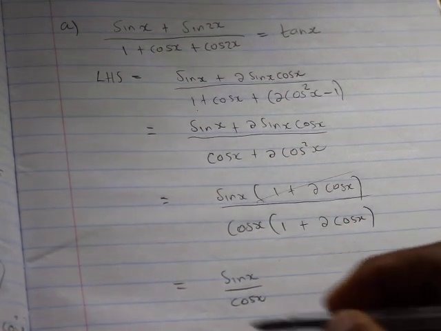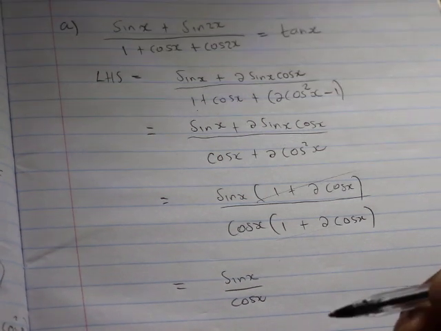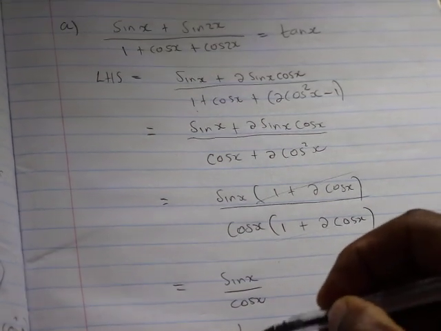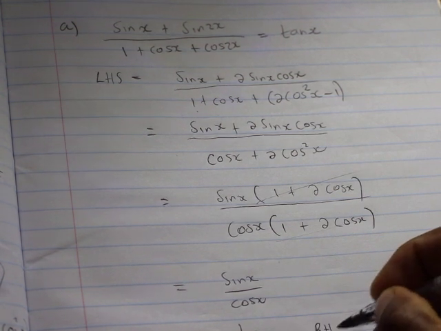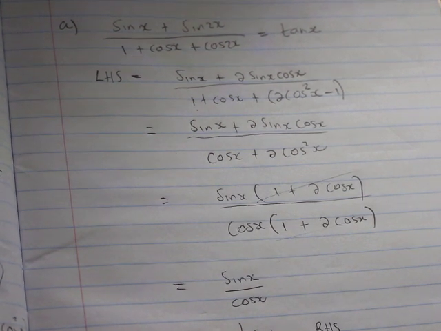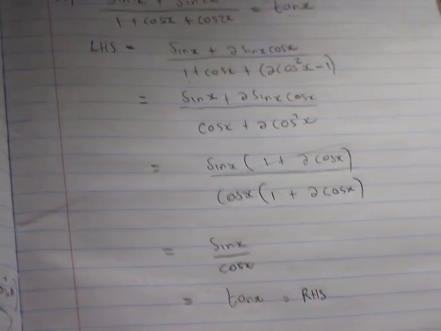Alright, but this represents something. This is an identity for something. I hope you said the tangent of x, which is equal to the right hand side. So the proof is complete. Indeed the left hand side is equal to what? The right hand side. Okay.